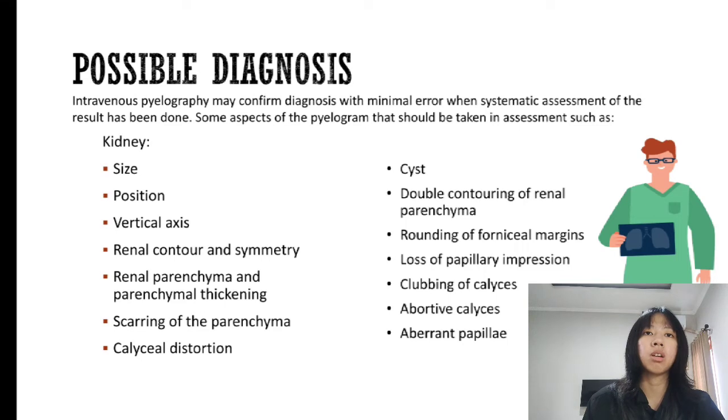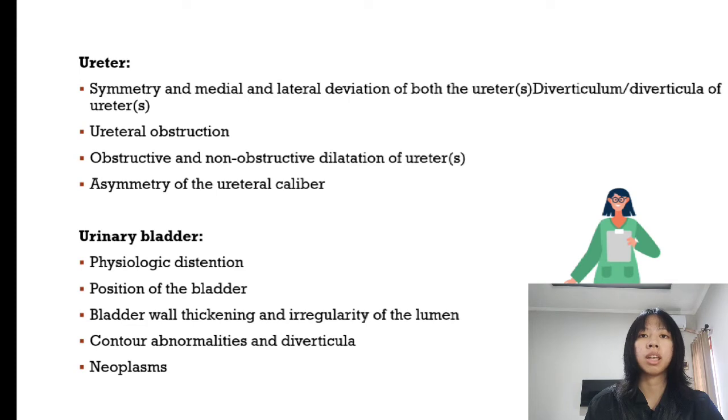Some aspects of the pyelogram that should be taken in an assessment, such as in the kidneys, are the size, the position, the vertical axis, renal contour and symmetry, renal parenchyma and parenchymal thickening, scarring of the parenchyma, calyceal distortion, cyst, double contouring of the renal parenchyma, rounding of the fornical margins, loss of papillary impression, clubbing of calyces, abortive calyces, and aberrant papillae.